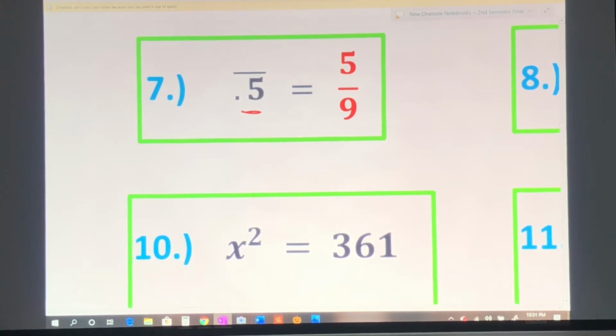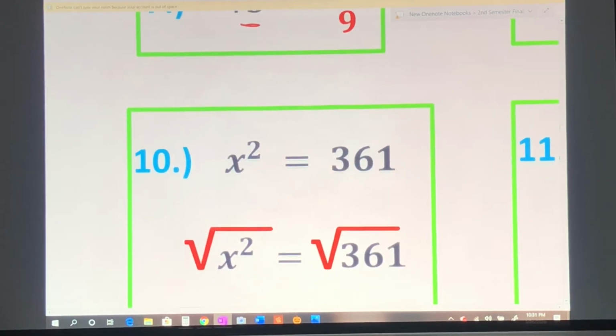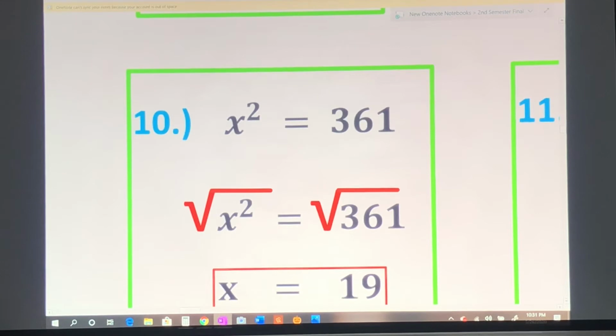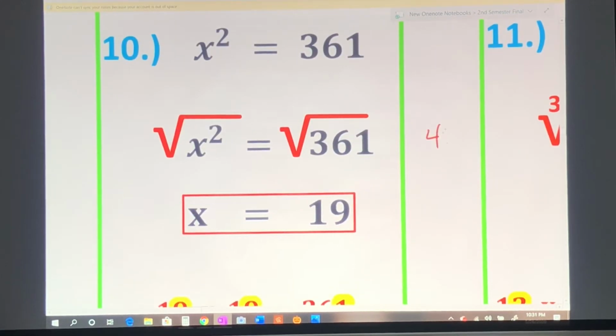Okay, now we're going to assume that it's a perfect square. So I would say, alright, square root of both sides. 361 is close to 400, and the square root of 400 is 20. So I'd probably try 19.